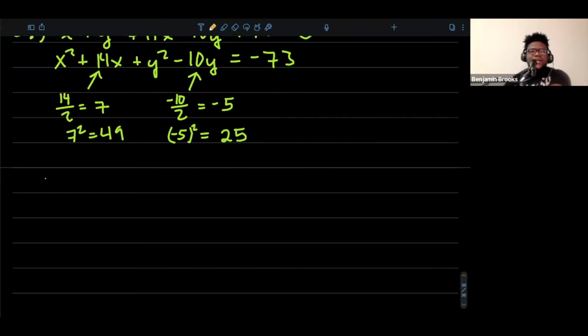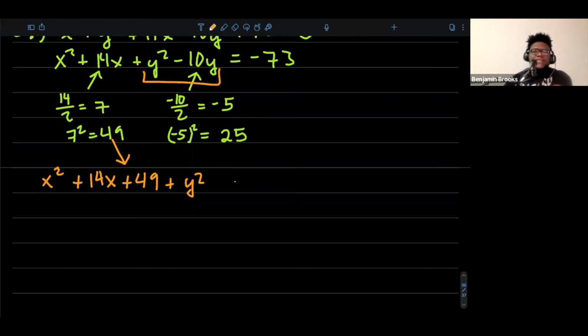We're going to have x squared plus 14x. But now we're going to actually add the b over 2 squared part to the end of that. Same thing for the y values. We're going to have plus y squared minus 10y plus 25.